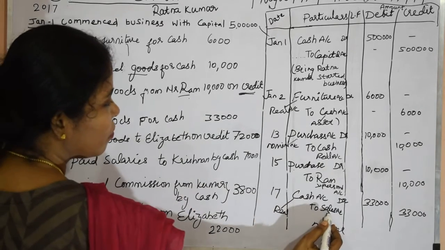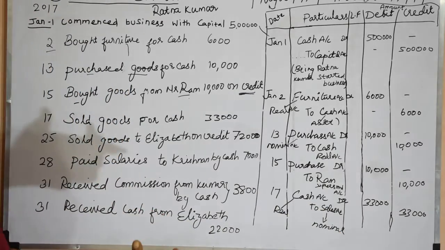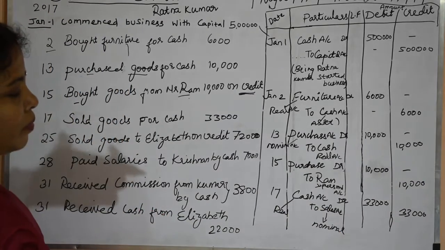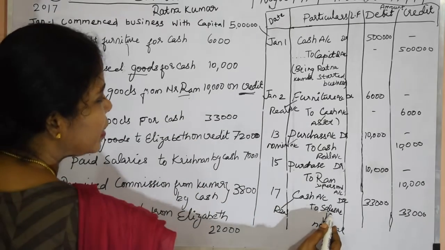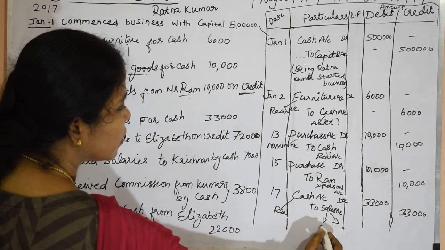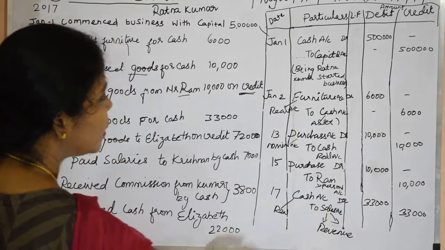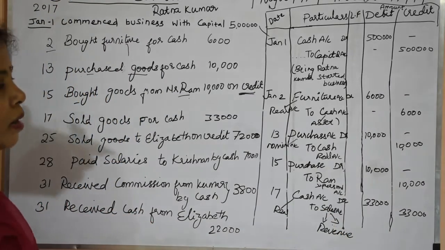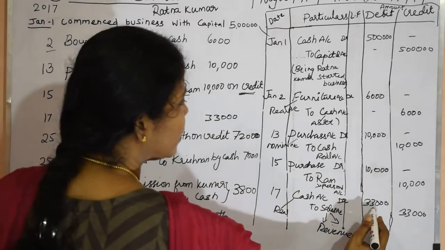We are selling and getting the cash. Out of sales we are getting the revenue. So we are crediting the sales, that is revenue for us, because we are selling the goods. Out of that we are getting the revenue, so cash to sales. So cash to sales is 33,000.